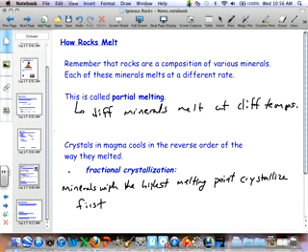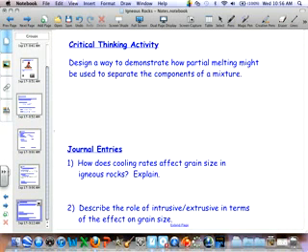We already talked about this. So basically, partial melting is what gives us the idea of the smelting process. That's where that all comes from. In fact, let's talk about gasoline for a minute. This is very similar to how we get gasoline.